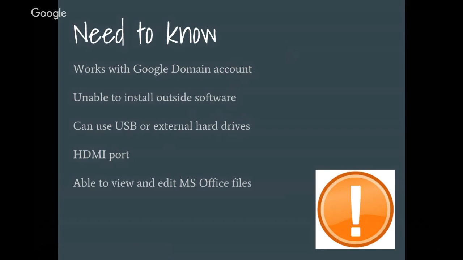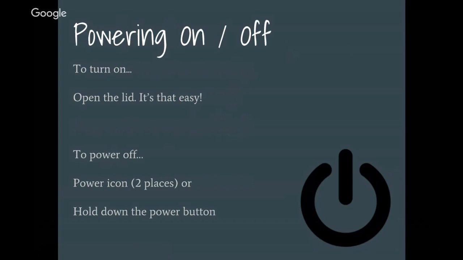Also, with another extension, you can view and edit Microsoft Office files, or you can use your Google Docs or Google Slides or Google Sheets in place of the Office files. Powering on and off is super easy. I already demonstrated how to turn it on. All you have to do is open the lid. To power the device off, you can power off in 2 different places. There's a power icon, or you can simply hold down the power button.